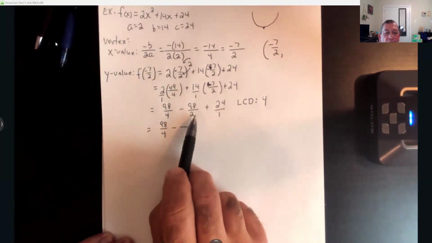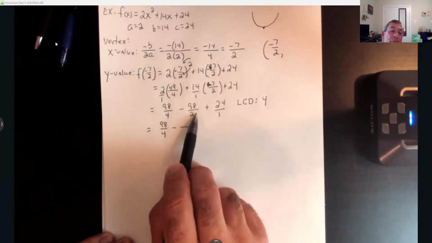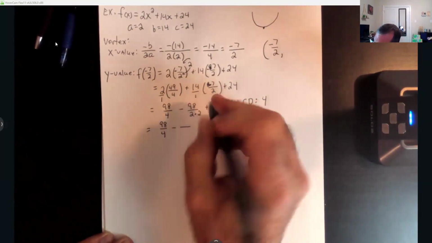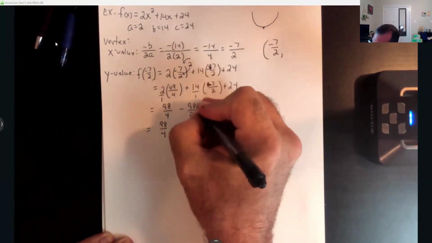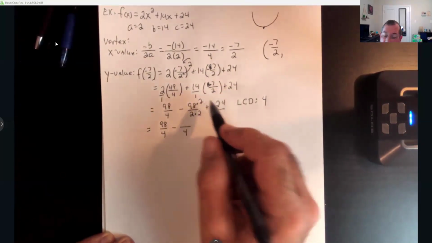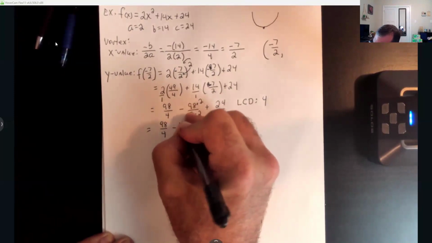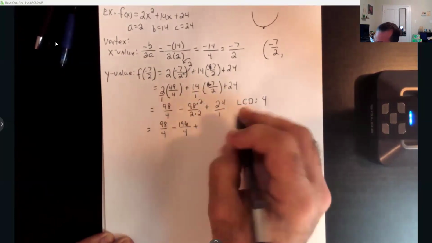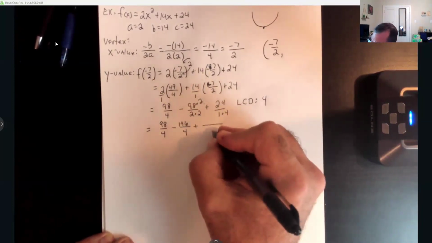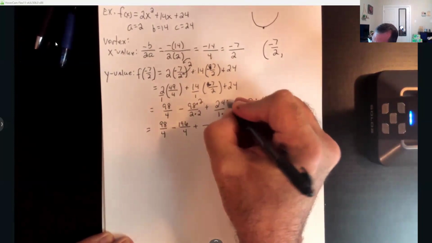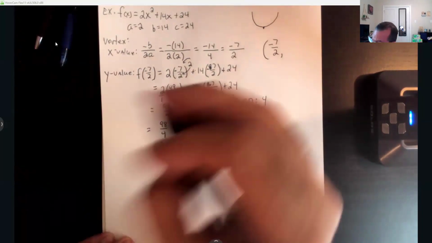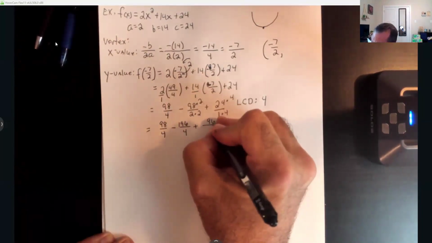So whatever I have to do to the bottom to turn that into a 4, I'm going to do to the top. So here, you would multiply 2 times 2 to make that a 4. So we would also multiply the 98 times 2. And that'll give us what, a 196. And then here, to turn this 1 into a 4, I would multiply by 4. And I would have to multiply the top by 4. So 24 times 4 is 96.